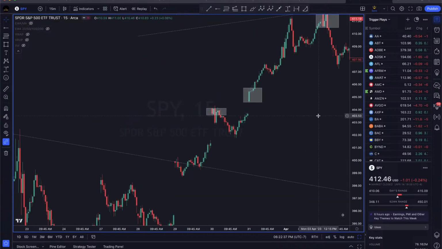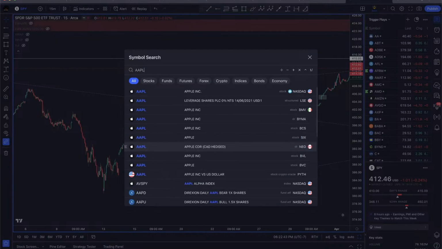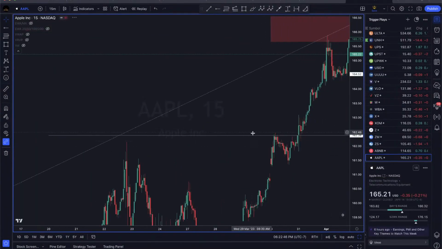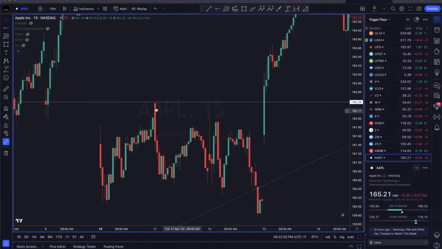Guys, any questions so far on the opening range? So in the meantime, I'll look for another. Let's look into Apple here. If it doesn't work in SPY, let's look into Apple to see if it works. It works in all the stocks.